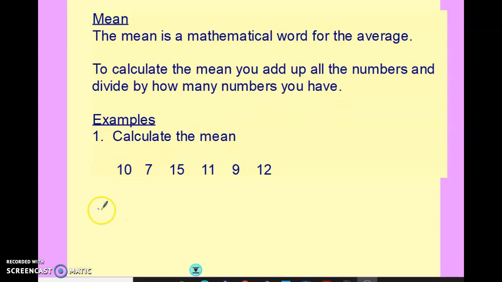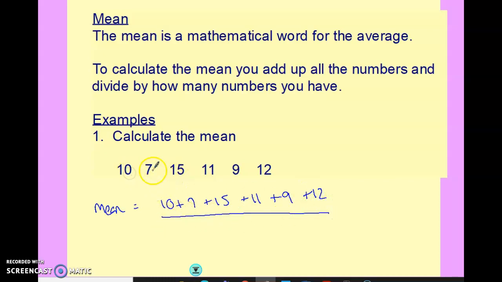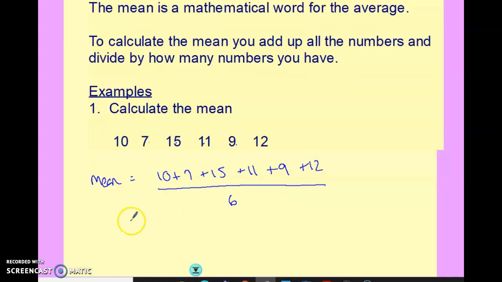First thing I want to do is add them all up. I'm going to do 10, add 7, add 15, add 11, add 9, add 12, and I'm going to divide by how many numbers I've got. I've got 1, 2, 3, 4, 5, 6. I'm going to divide by 6.